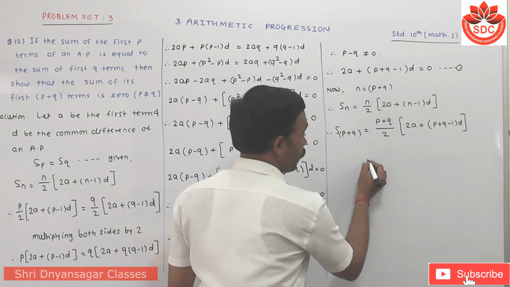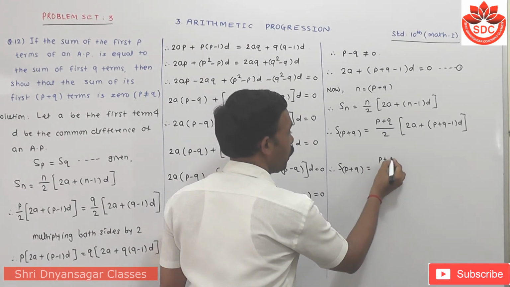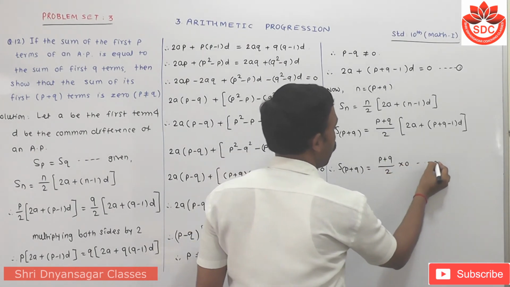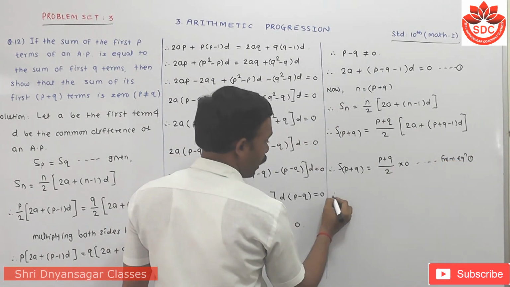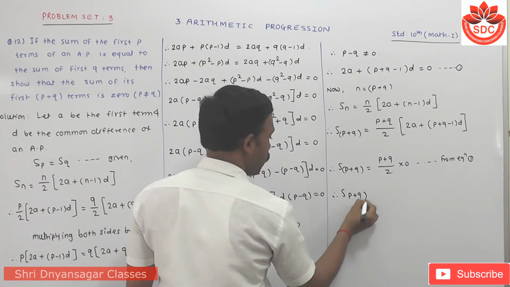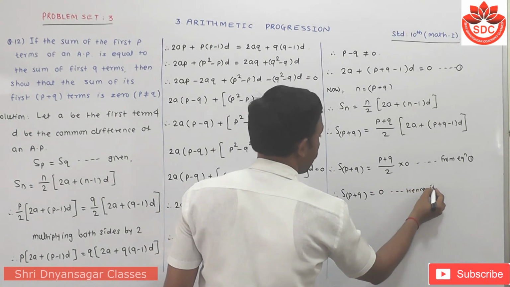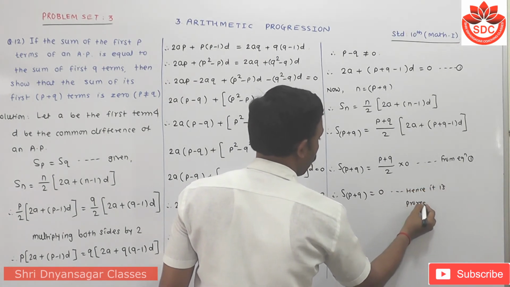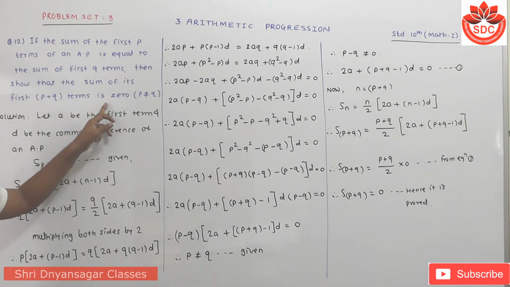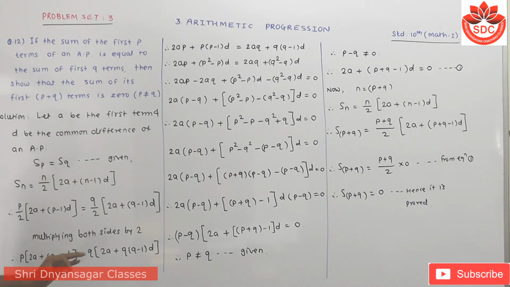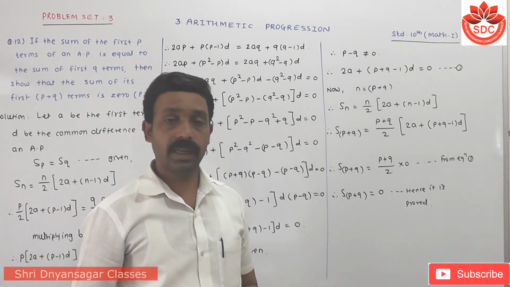Student, look carefully. This value twice a plus p plus q minus 1 into d is equal to how much? 0. So from equation first, I have written it. Therefore the sum of p plus q terms is equal to p plus q upon 2 into 0, which is 0. And student, hence it is proved, because we had to show that the sum of the first p plus q terms is 0. Can you understand this? Very, very important example. You can practice such types of examples. Okay, we take the next question.